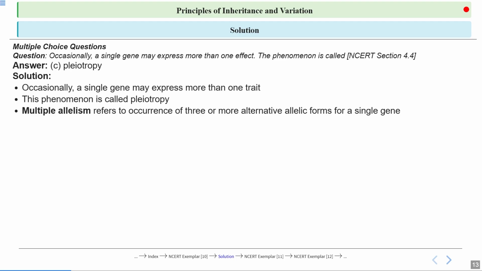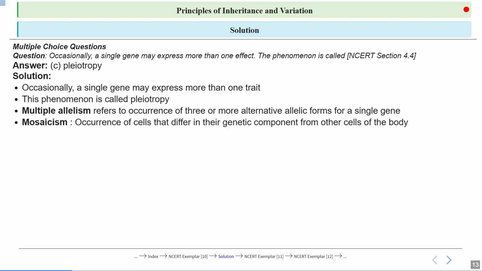What is multiple allelism? This is not the correct answer here. Multiple allelism is when a single gene has more than 2 alleles. When a single gene has 3 or more alleles, you can say that. An example is the ABO blood group system.